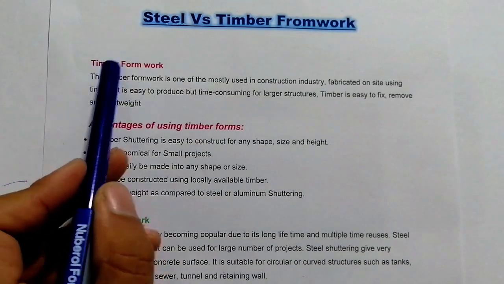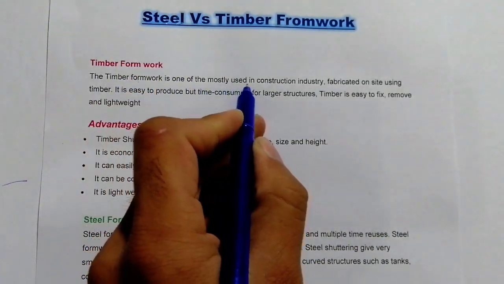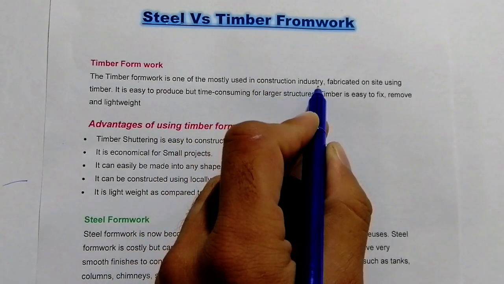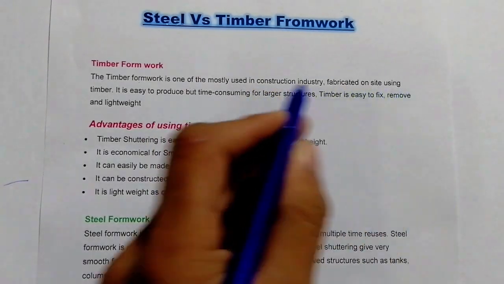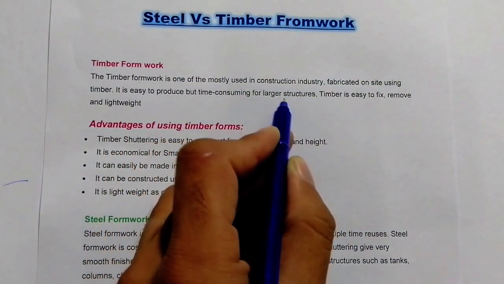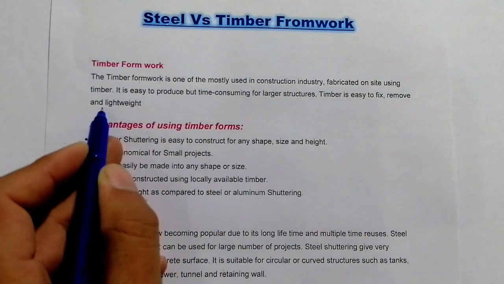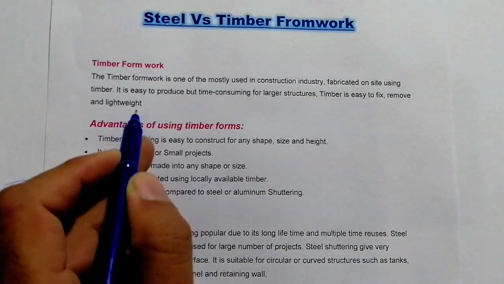So the first one is timber formwork. Guys, timber formwork is one of the most used in the construction industry. Fabricated on site using timber, it's easy to produce but time consuming for larger structures. Timber is easy to fix and remove, and lightweight.